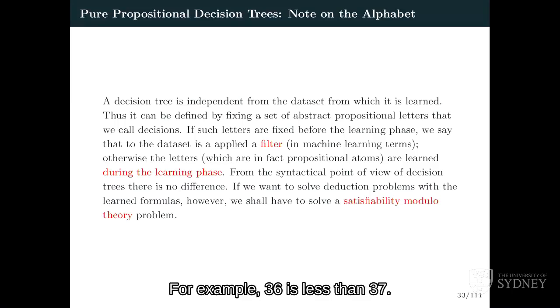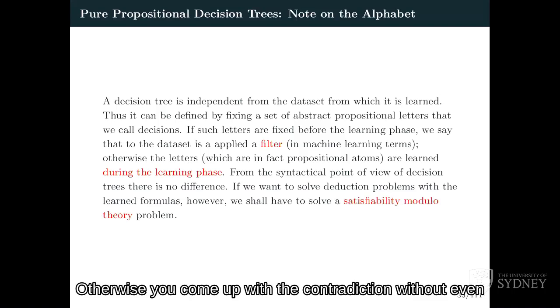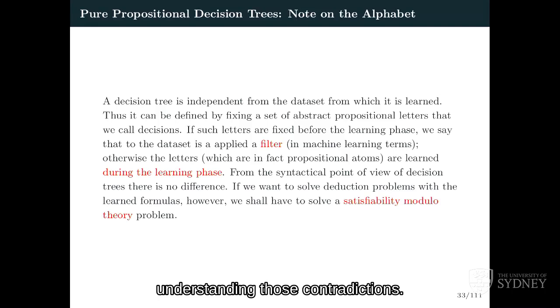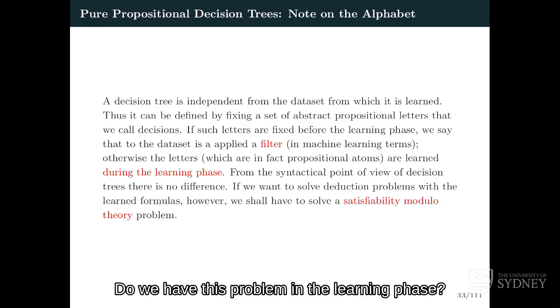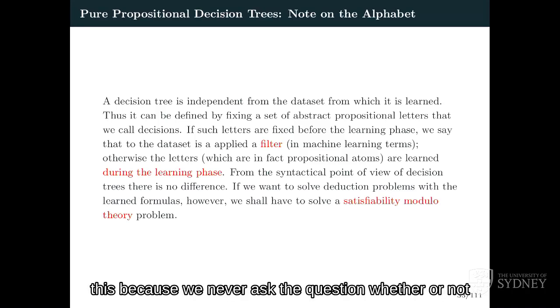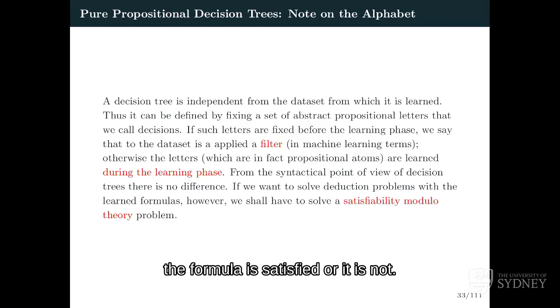36 is less than 37. You've got to know this, otherwise you come up with a contradiction without even understanding those contradictions, right? But when do we have this problem? Do we have this problem in the learning phase? No. In the learning phase, we are unaware of this because we never ask the question whether or not the formula is satisfiable.